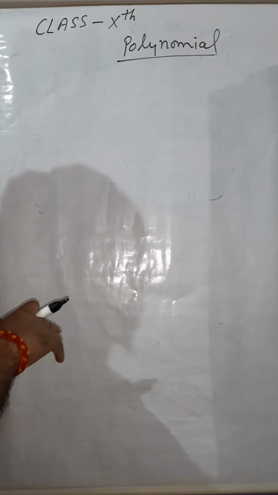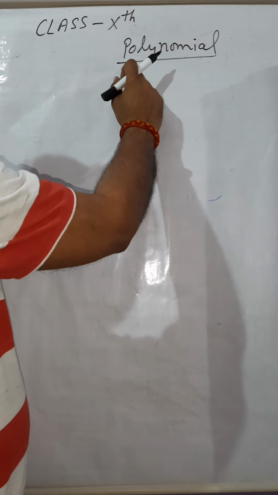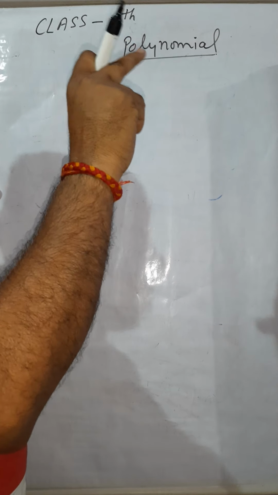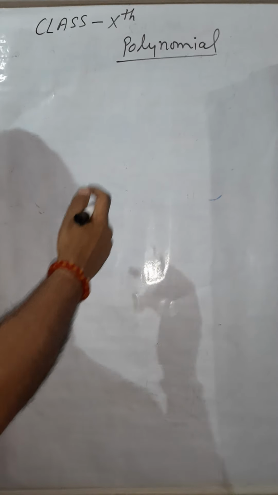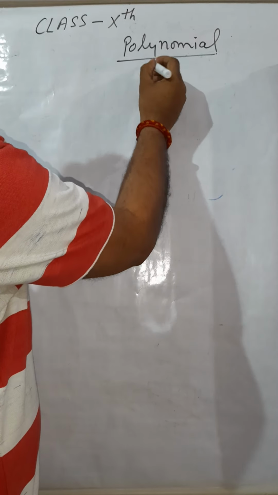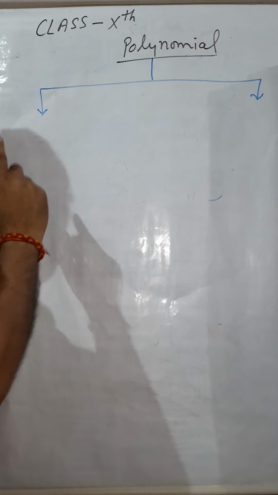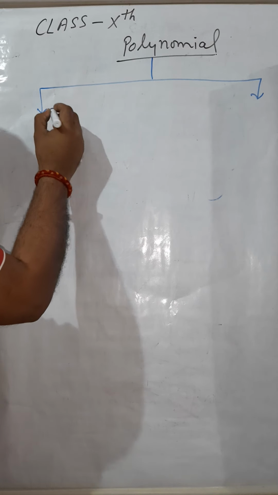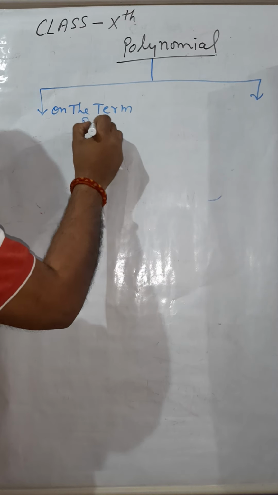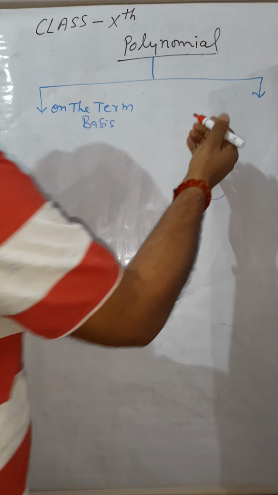Poly means many terms. Any algebraic expression in which, in each term, the power of the variable is a non-negative integer. So polynomial can be named on the basis of two things. One is on the term basis, second is on the degree basis.